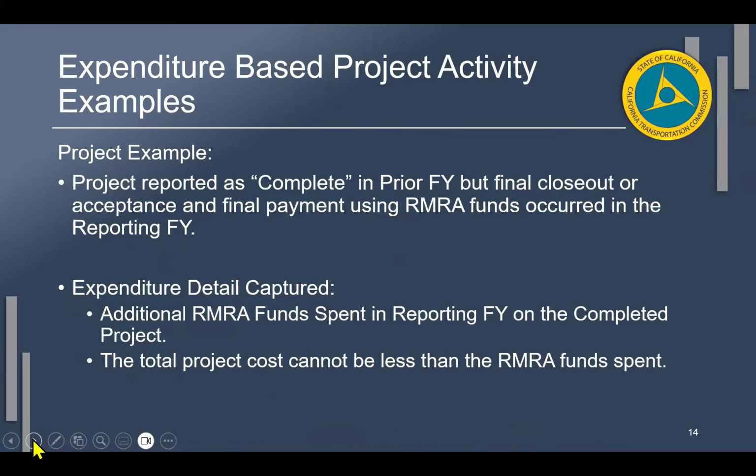Again, here's another one, but it's talking about complete, but final closeout or acceptance and final payment has not occurred. And so you can still report it as complete, and then in subsequent years, or the following reporting year, if you had additional RMRA funds that need to be captured that were spent in the closeout phase, you would be able to do so there.